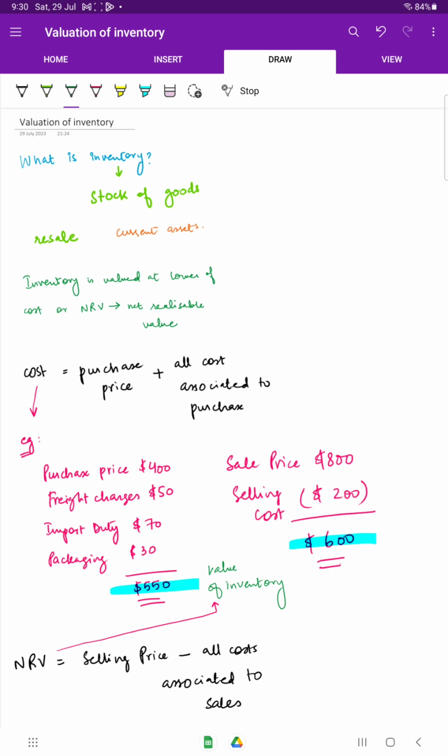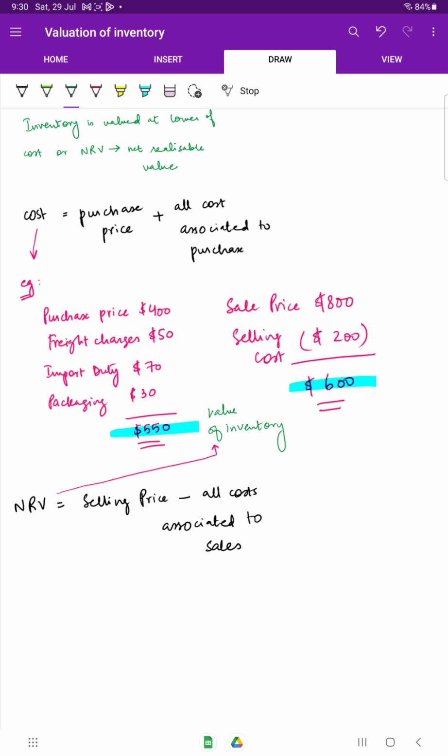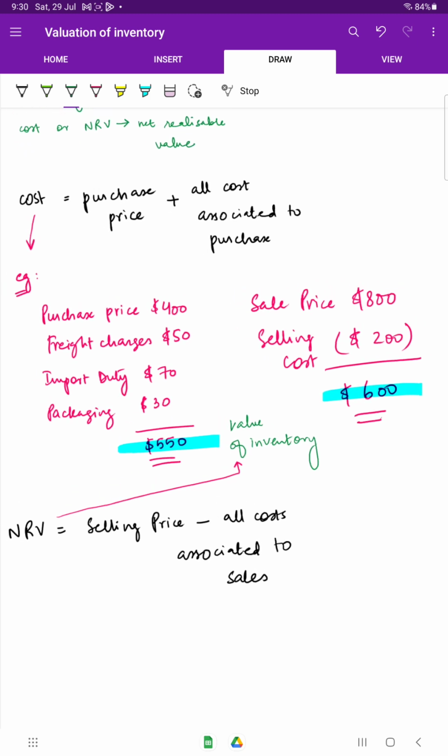We discussed what inventory is. We discussed the two ways in which inventory is calculated. One is at cost and the other one is at net realizable value. For cost, you add up the purchase price and all costs associated to purchase. For example, your import duty, your freight charges, your carriage, your packaging. And for net realizable value, you subtract all the cost associated to sales from your selling price. You have the two figures in front of you. After complete working, then you compare the values and you choose the one which is lower. Please copy this example so that we can proceed with another one.